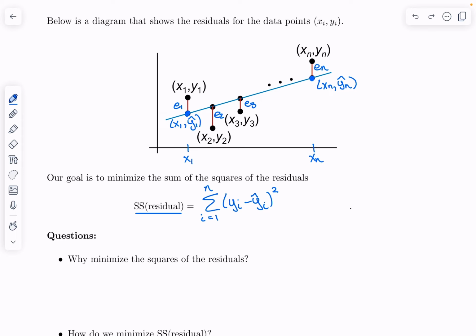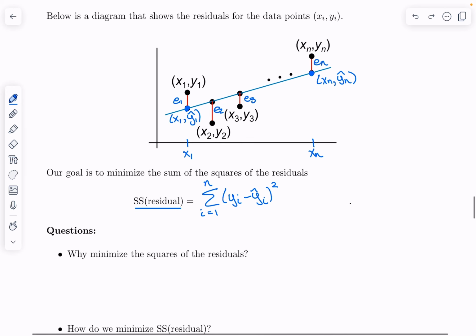So you might say to yourself, why are we going to minimize the sum of the squares of the residuals? Well, these distances that you can see, E1, E2, E3, some of them are positive, some of them are negative. So the squares are positive.